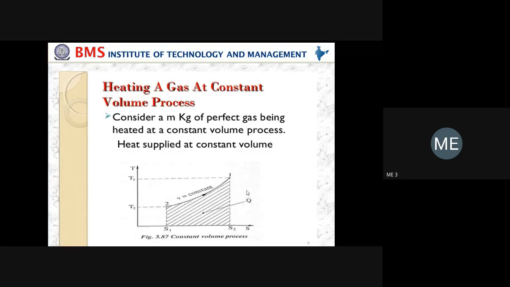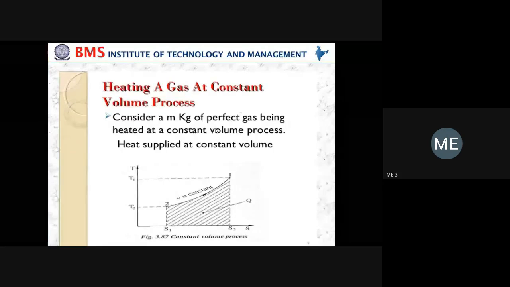Okay, the nature of the curve for constant volume is like this. In the exam they may ask, write the TS diagram for a constant volume process, so you have to draw the nature of the curve like this. And in the PV diagram, we represent a constant volume process by a vertical straight line. Another name for constant volume process is isochoric process, and this is the nature of the curve.